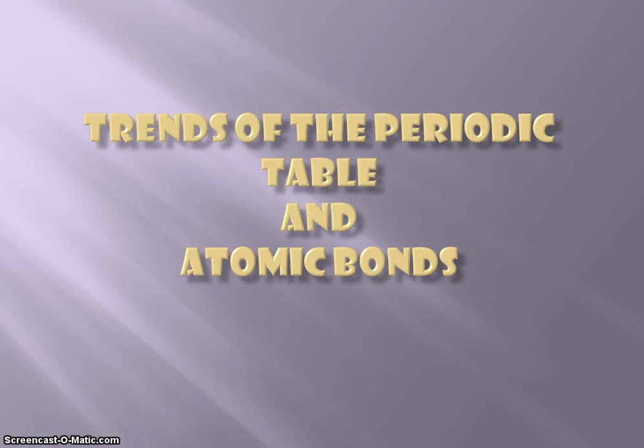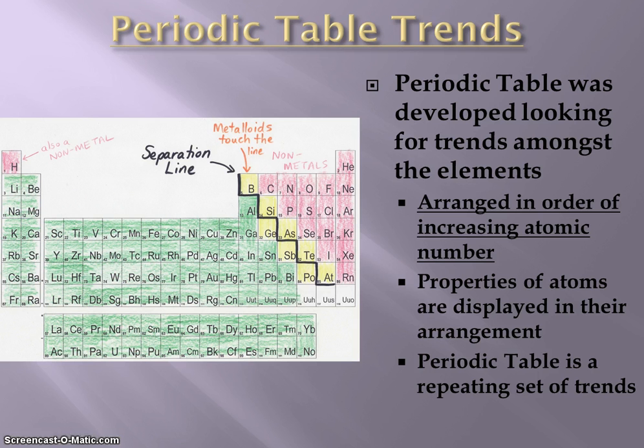Alright folks, today we're going to talk about trends of the periodic table, things you notice about the way it is arranged, and we're going to talk about atomic bonds, how those atoms come together to form molecules. The periodic table was developed by scientists to highlight trends, to visually show you elements that have certain things in common and why they're placed together.